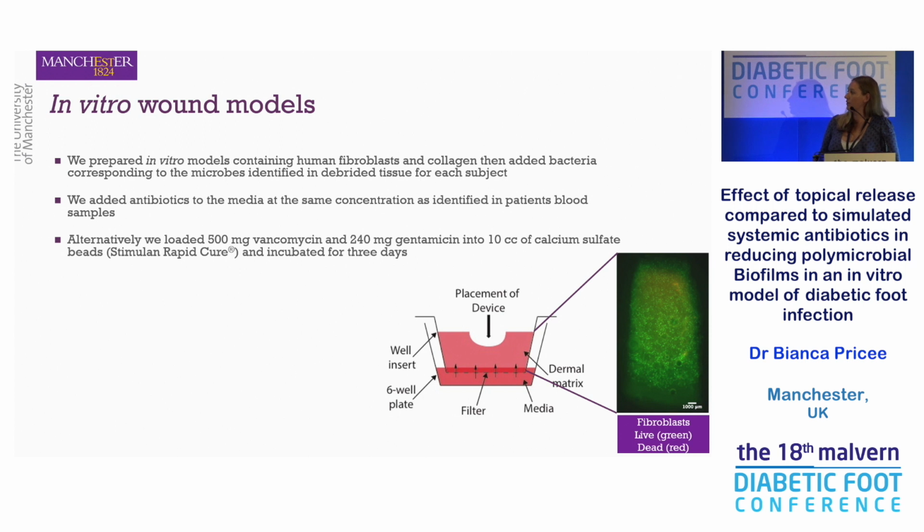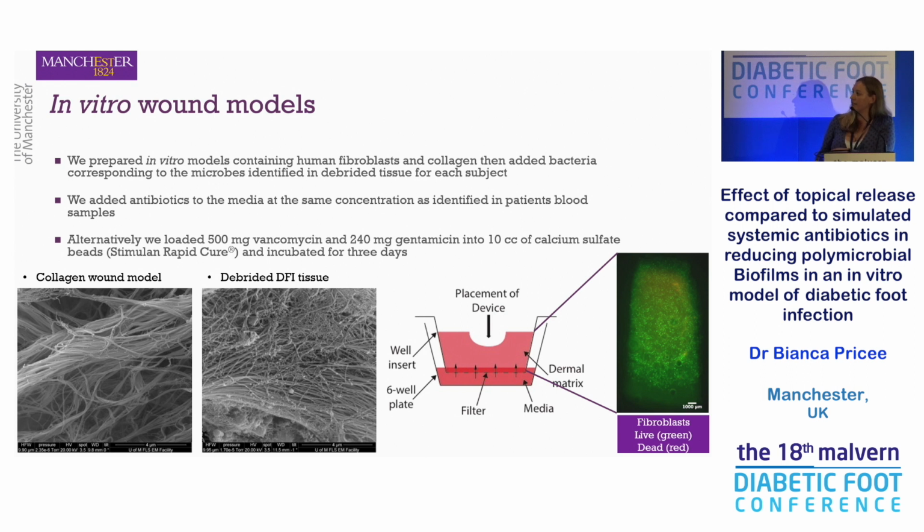So this is what the model looks like. We either put the antibiotics in the top here in the beads or in the media, and these are the fibroblasts, so if they're stained green, that means that they're alive. And you can see that the matrix that we've developed in the collagen is relatively similar to something that you might see in tissue. So we were interested in making sure that the substrate for the biofilm was similar to what you might find in vivo.